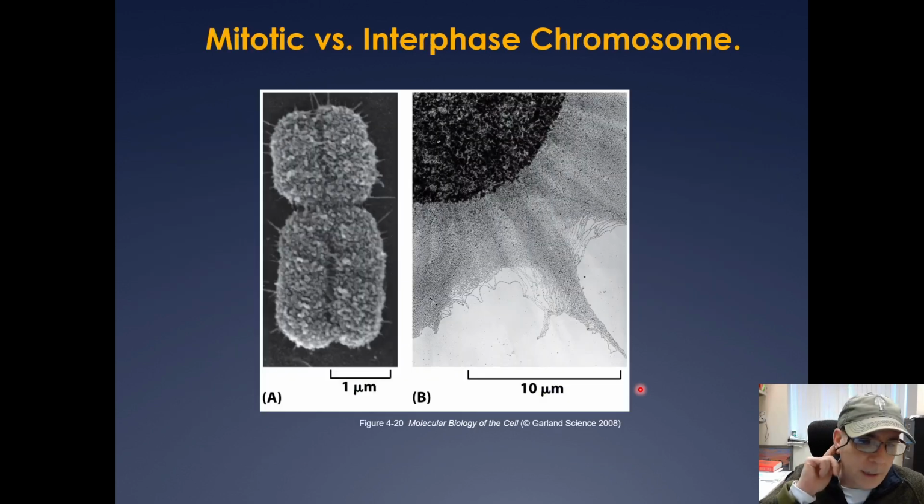Here's a nice EM of DNA. You can see the interphase DNA, and here's a sister chromatid fully condensed. So basically a fully condensed chromosome.